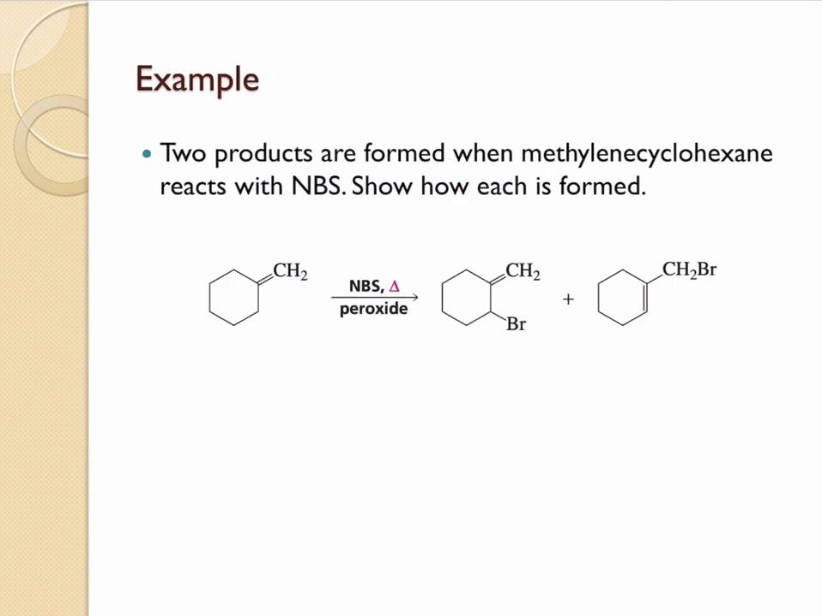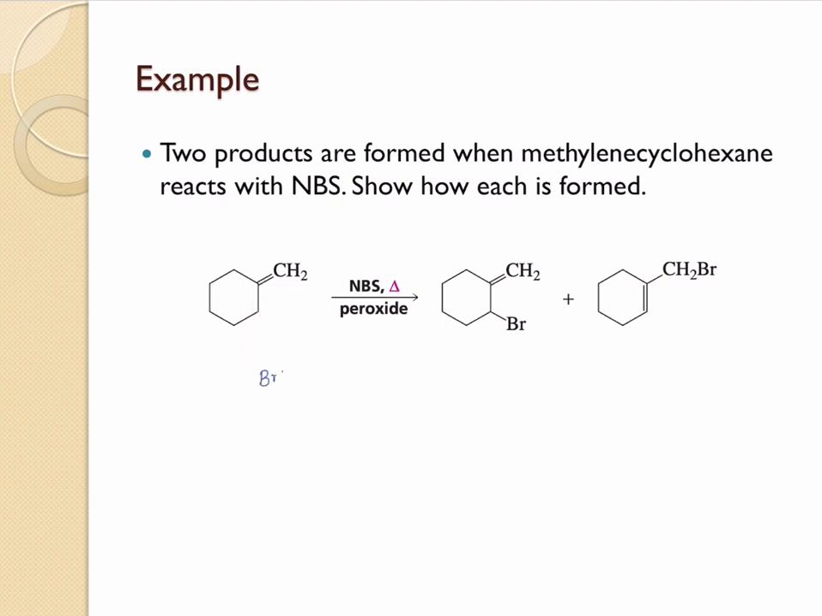Let us now do an example in the allylic bromination using NBS. Two products are formed when methylene cyclohexane reacts with NBS. Show how each of these compounds are formed. Okay, in the first step, we have to find out the allylic carbon and remove the hydrogen that is attached to it. Okay, here is our allylic carbon, and we know that there are two hydrogens on here. With the use of bromine radical, we are going to remove one of these hydrogens.